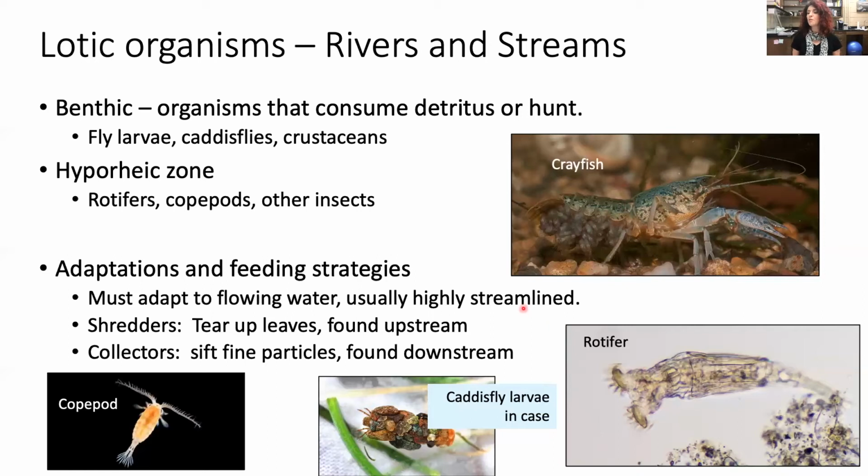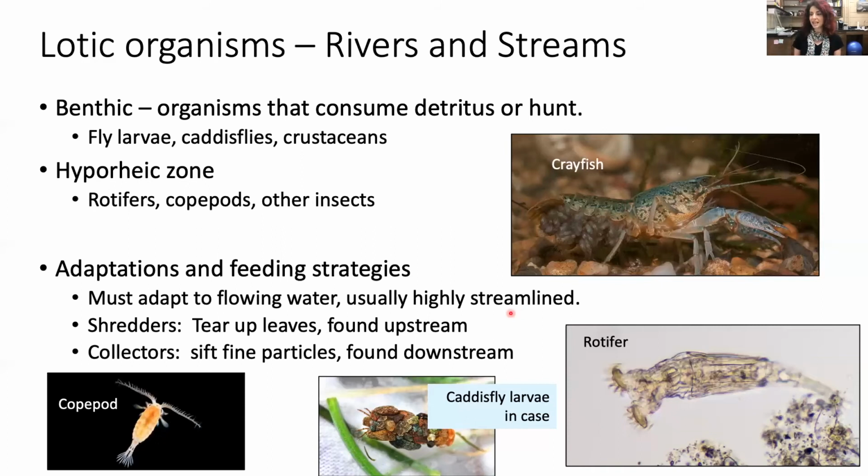In terms of body shape, animals that live in the main channel have to be adapted to continuously flowing water. So usually these animals have highly streamlined, torpedo-shaped bodies. Think of a fish. It looks like a bullet or a torpedo because it has evolved to reduce water resistance as it makes its way through the main channel.